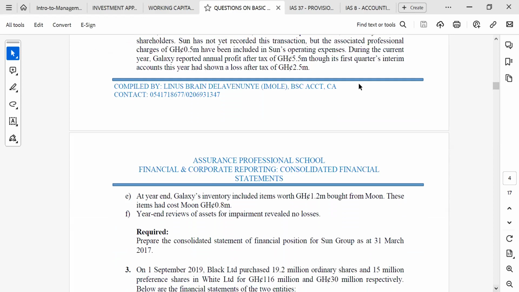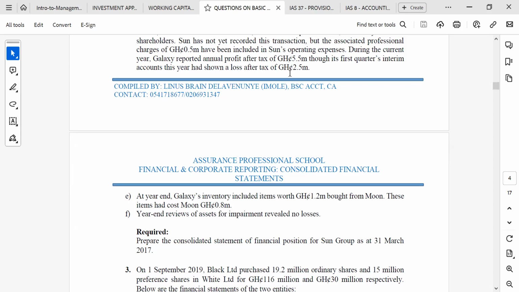At the year end, Galaxy's inventory included items worth 1.2 million bought from Moon. This item had cost Moon 0.8 million. Okay, so at the year end, Galaxy's inventory included items worth what? 1.2 million bought from Moon. This item had cost what? Moon 0.8 million. So what are they talking about over here?